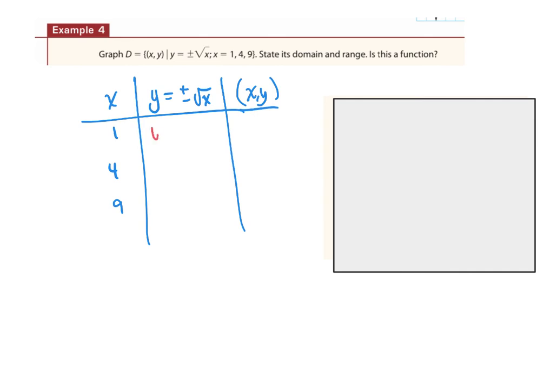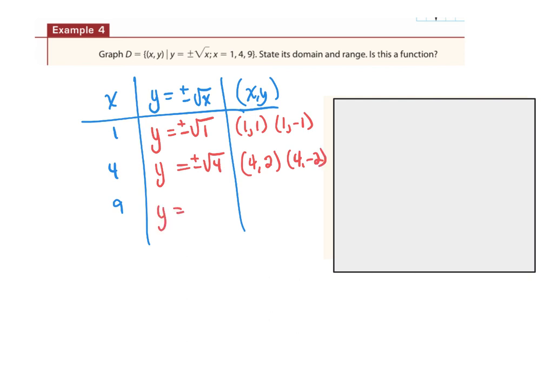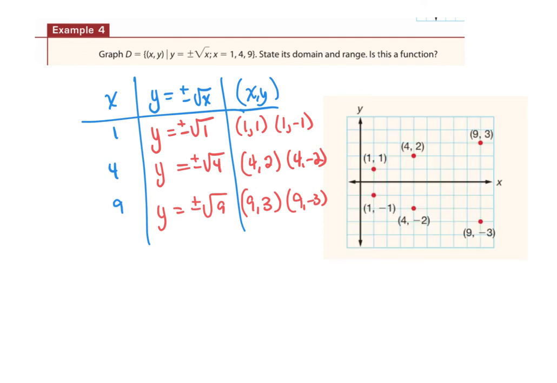So if I plug in a 1, y is going to equal the positive and negative square root of 1. What is the square root of 1? 1. So if I have a 1, I can get a positive 1 or I can get a negative 1. They want the positive and negative square root. If x is 4, what's the square root of 4? Well, that's 2. So we're going to get positive 2 and we're going to get negative 2. And then x is 9. So what is y? 3. So I'm going to get positive 3 and negative 3. That's what it's telling me to do there. And so when I graph it, it looks like this.